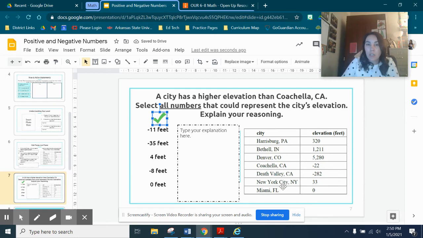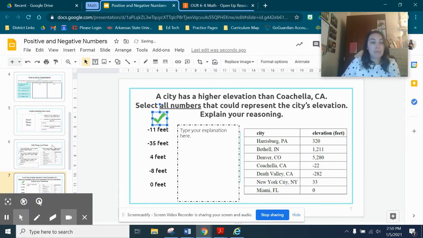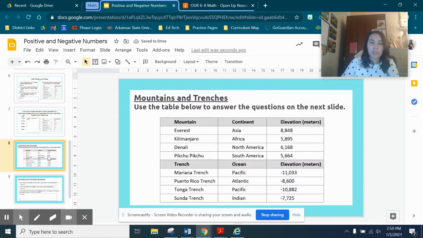So it says that we are comparing Coachella, California. Which of these, a city has a higher elevation? So if we look at Coachella, it has a negative 22 elevation. Well, we know that a positive number would be a higher elevation. So you're just going to take that and put that right beside the 4 feet. But also you're going to do all numbers, so that's not the only one. Then you're going to explain to me, how do you know? What helped you? How did you visualize? What were you thinking about when you picked your numbers? Okay. I've got to make sure I put it back because when I send it to you.